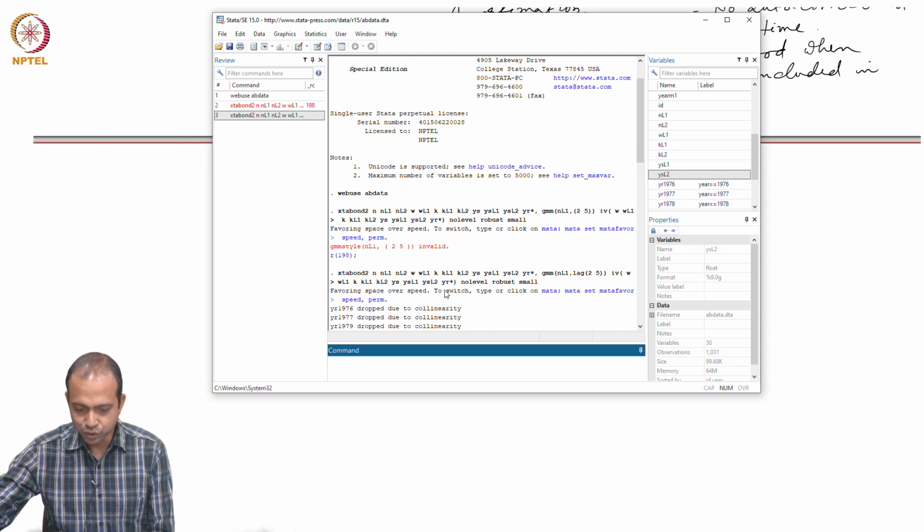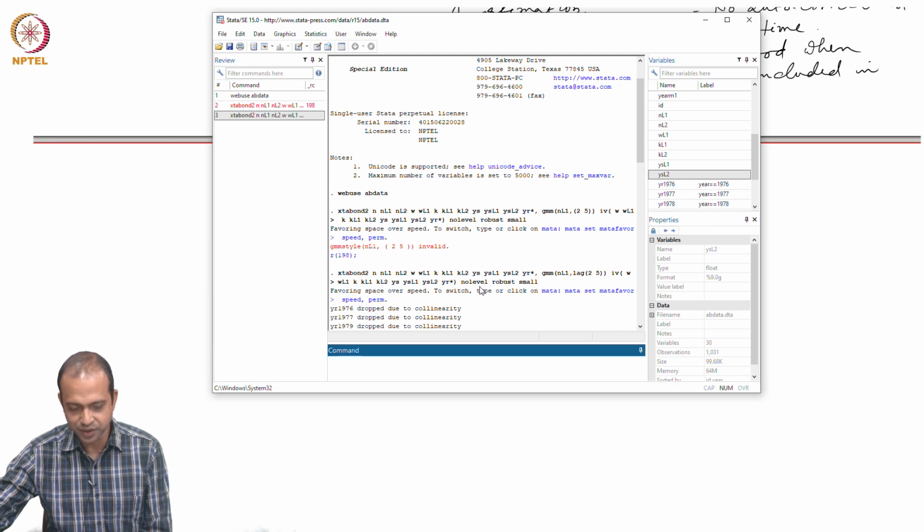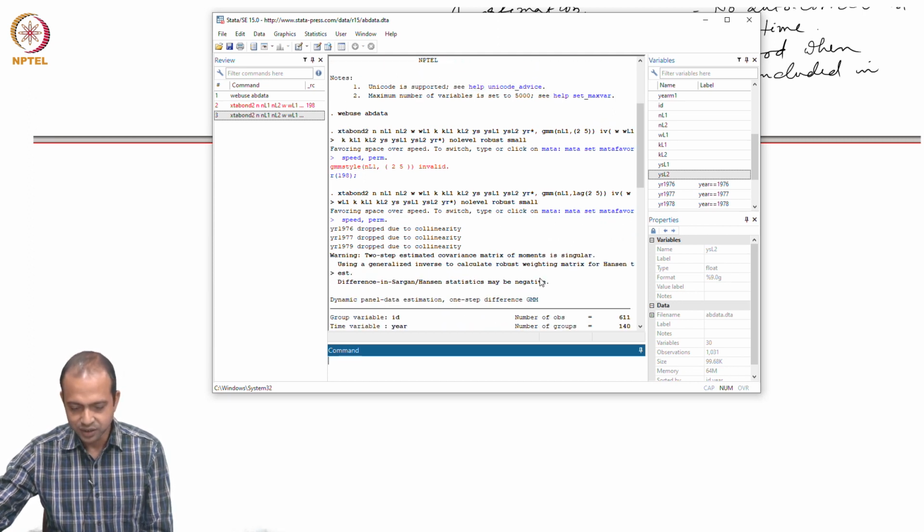So, your AR1, neither AR1 nor AR2, AR2 is actually there, AR1, this is the opposite of what we actually want, and then the Hansen test of overidentifying restrictions is satisfied. That is fine, that is fantastic. Okay, so this we need to carefully recheck. My AR1 should not be there, right?